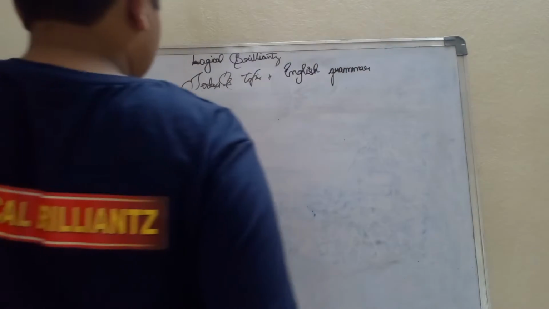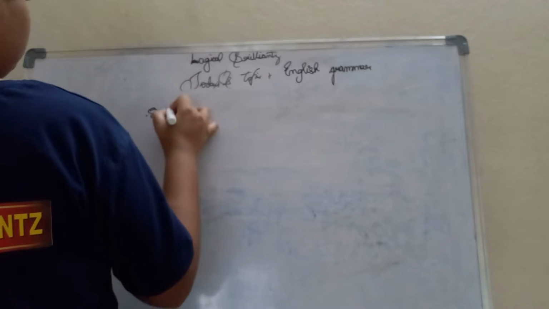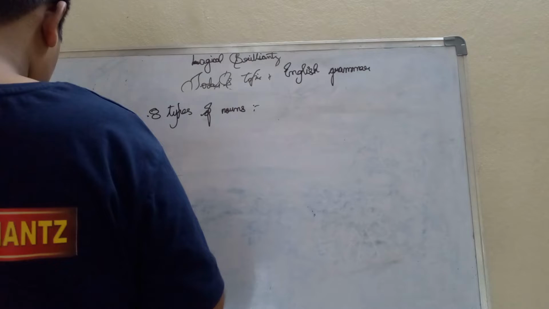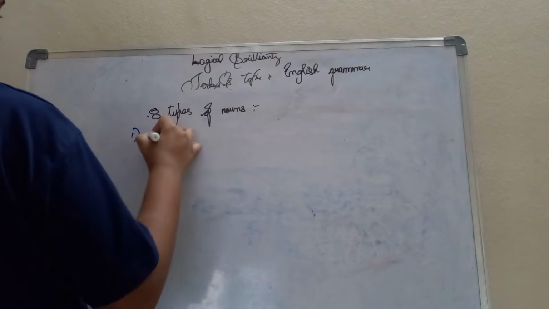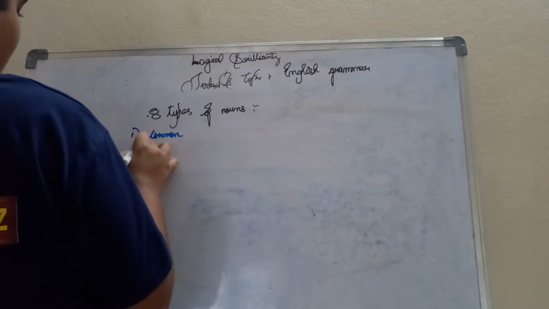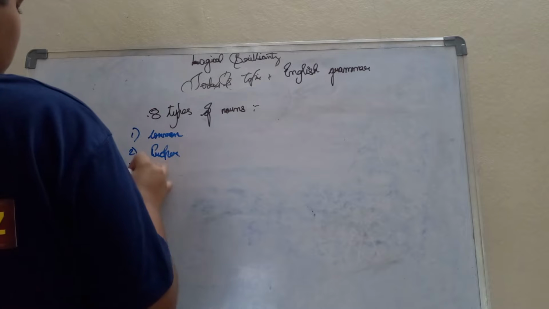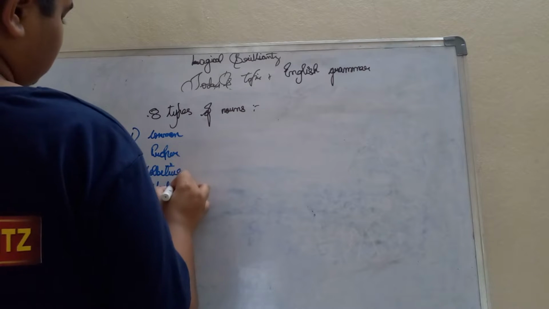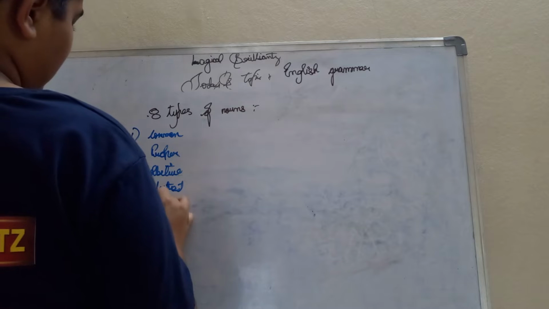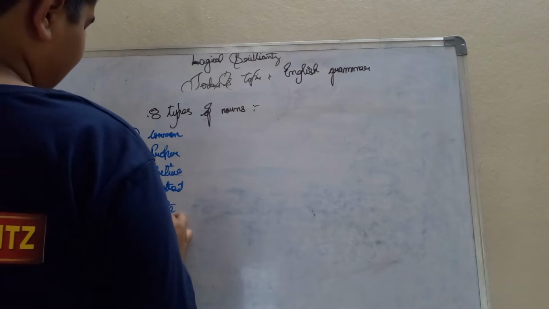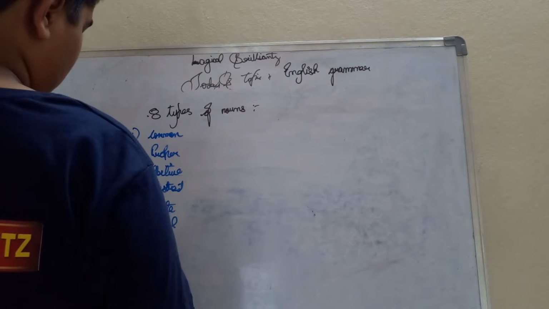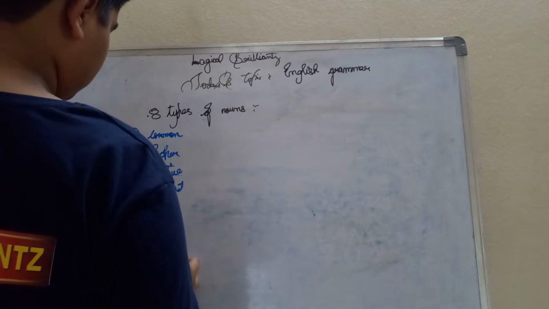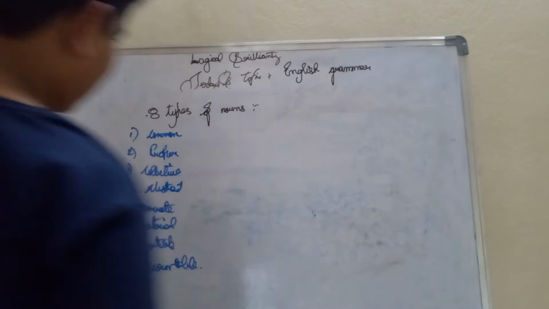Yesterday we discussed 8 types of nouns, which are common noun, proper noun, collective noun, abstract noun, concrete noun, material noun, countable noun, and uncountable noun. These are the 8 types of nouns we have.